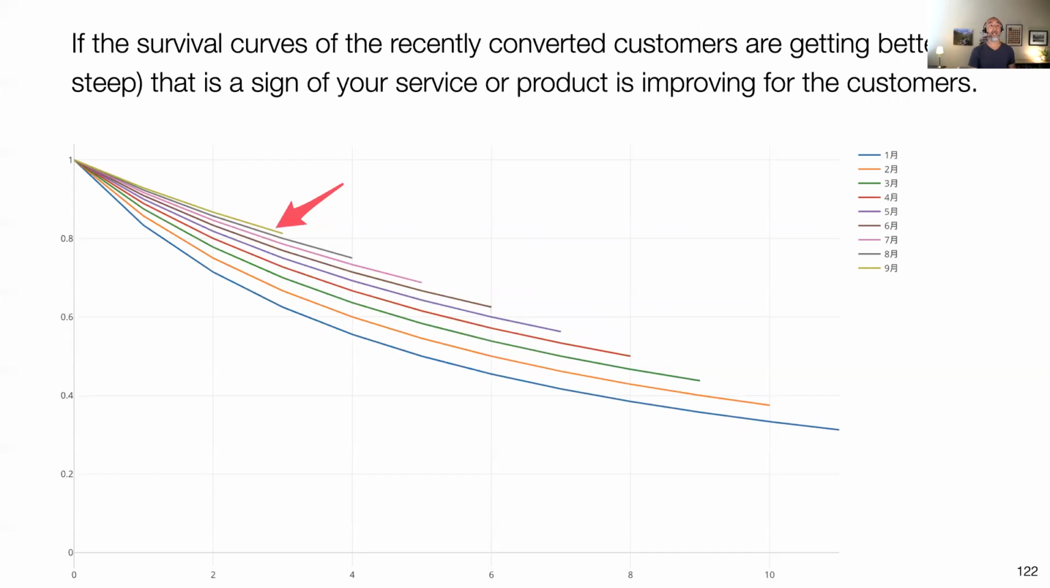By looking at this type of chart, what's cool is that if the survival curve, in this case this color, I don't even know what the color is, kind of a greenish, brownish color at the top, is the cohort of customers who converted in the very recent months, and compared to older cohorts the survival curve is getting better, the higher is better. So that means we can say the recent customers' survival curve is getting better. That is a good sign that our service or product is improving from the customer point of view.